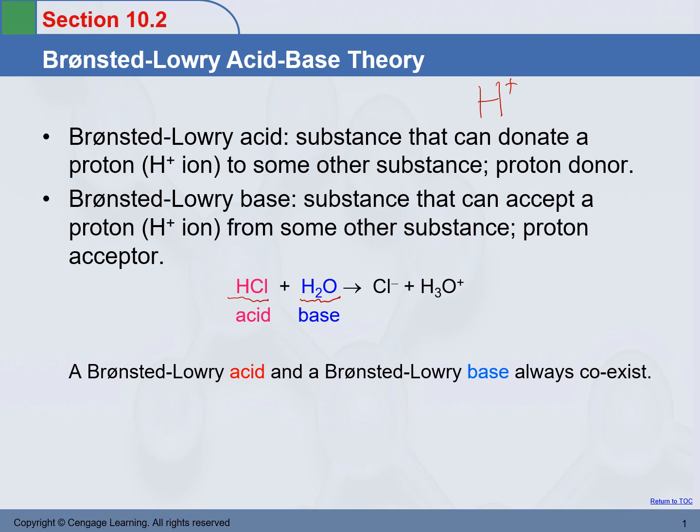This is one aspect that is different from the Arrhenius acid and base. An Arrhenius acid is defined as an acid. It has nothing to do with whether you have a base or not. An Arrhenius base is a base. It has nothing to do with whether you have Arrhenius acid or not. But in the Brønsted-Lowry theory, acid and base always coexist. If there is an acid, there must be a base.